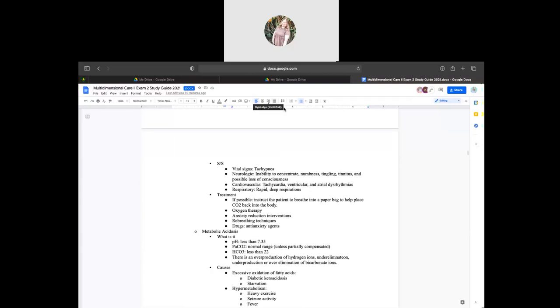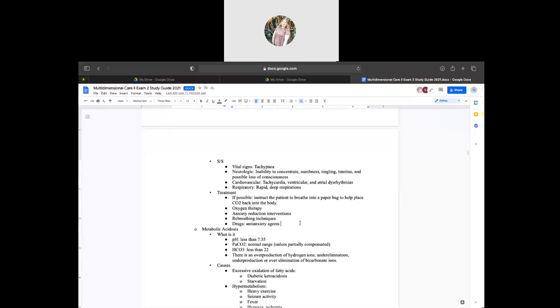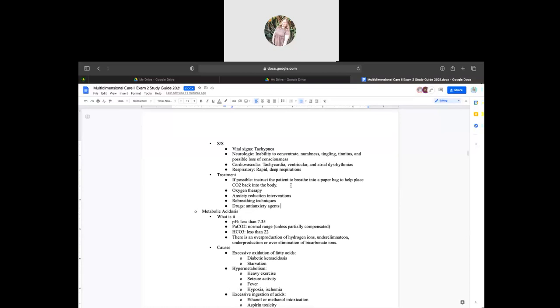Some of the treatments, if possible, we want to instruct the patient to breathe into a paper bag because it's going to help place the CO2 back in the body, and that's what we want because they're not holding on to it. We can give oxygen if needed. We need to decrease our anxiety. We may need to give them anti-anxiety agents. We can use rebreathing techniques. We can use guided imagery. The goal here is to pace the breathing and decrease the level of stress in the body. Because usually with that, it's going to place that patient back into a normal acid-base balance, because the cause here is usually too fast of a respiration.